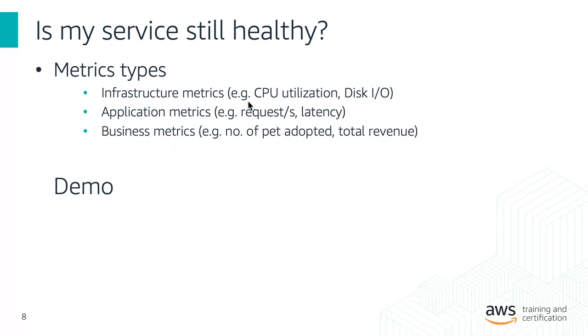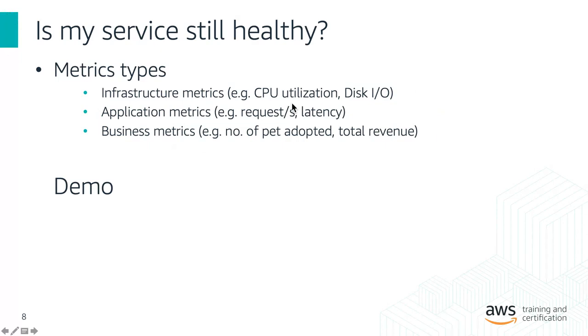The third is the business metrics. This is the high level. Let's say that you are the CEO of the pet adoption company. You want to know mostly the number of pets adopted in the last month, or maybe the total revenue that you have generated from the payment data. So these are the three different types of metrics that you usually find.